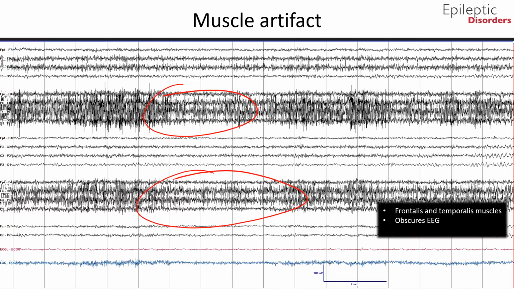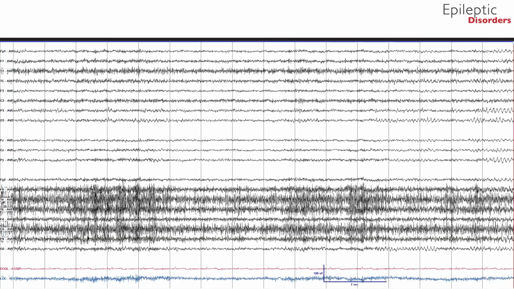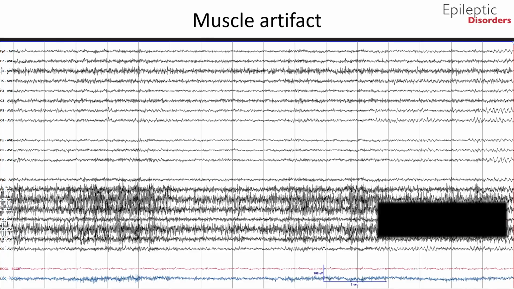The frontalis and temporalis muscles are the principal site of myogenic artifact. Frontalis muscles become most involved with forced eye closure and photic stimulation. Temporalis muscles may become active with jaw clenching, chewing, and bruxism, appearing as bursts of fast activity. In the average montage, you can see high-frequency muscle artifact obscuring the EEG on the right hemispheric chains.